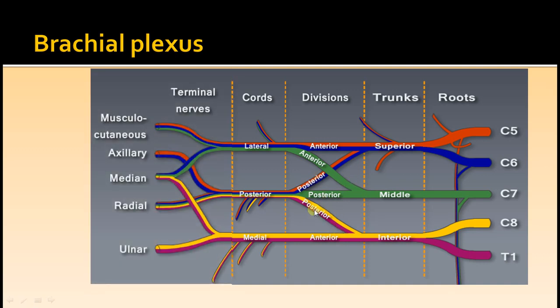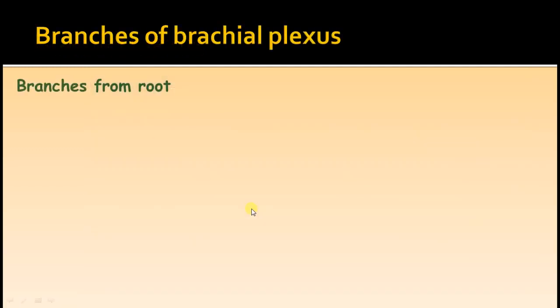And finally, from these chords, the branches arise. They might be the branches of the lateral chord, the branches of the medial chord, and the branches of the posterior chord. Now, as I told you, you should remember that branches do not arise strictly only from the chord stage. There are also branches which are given from the root stage as well as the trunk stage.